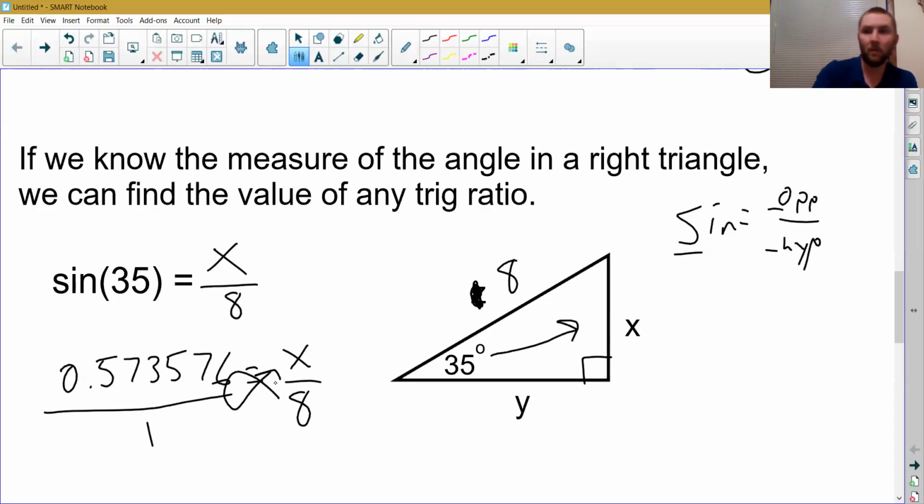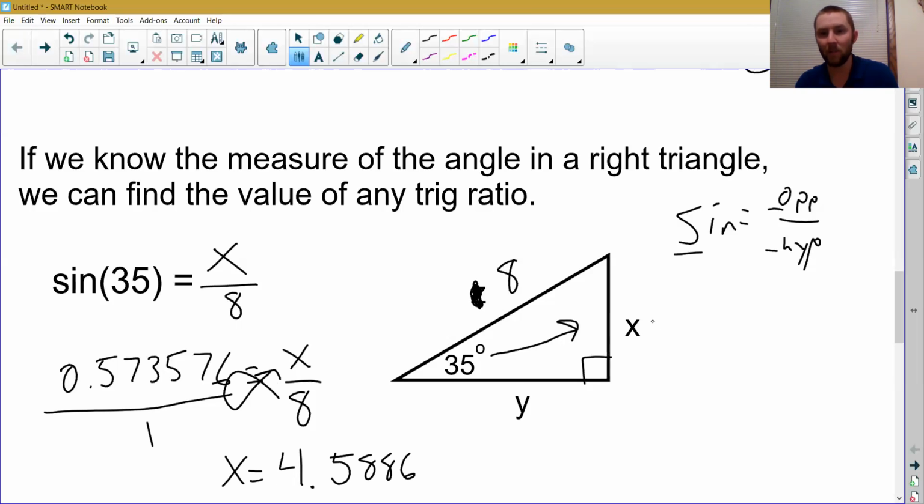So this is what I'm doing now. I don't know if you guys can see that. There we go. I'm doing 8 times that decimal version, then divide by 1, hit enter, and I get my value for x is 4.5886. It's about 4.59 or approximately 4.6.